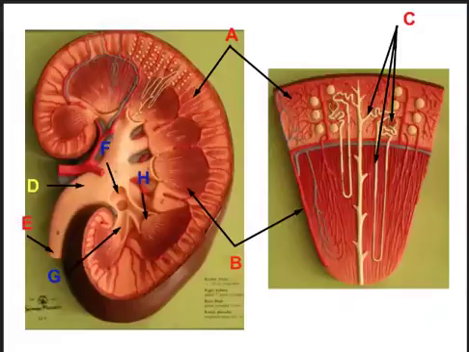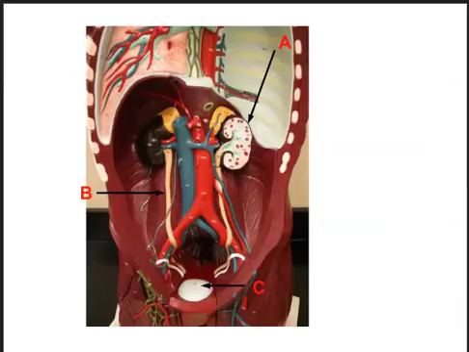All right, moving on. This is the dark torso model. We've removed a lot of the internal organs in the abdominal pelvic cavity so that we can see most of the urinary system. What is A pointing to here, this dark area on the outside of the kidney? This is the capsule, okay? What is B pointing to? B is pointing to a ureter, okay? C is pointing to the bladder.